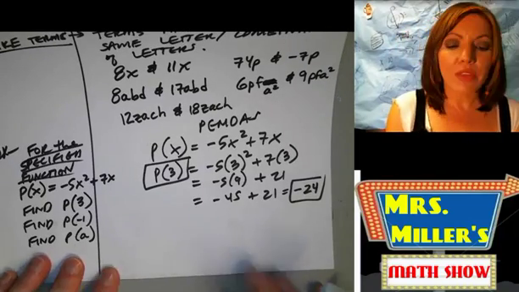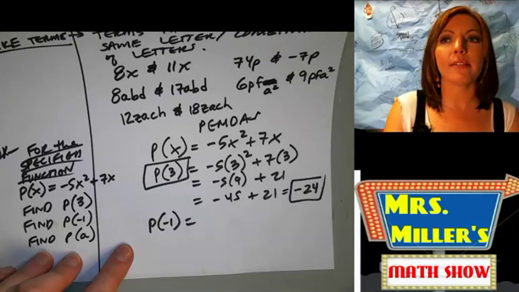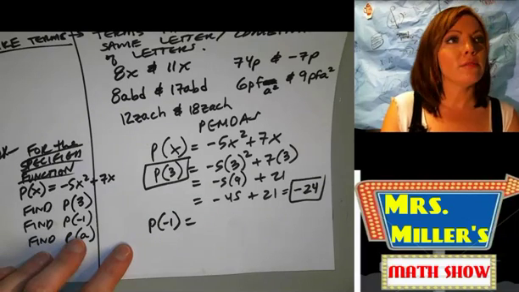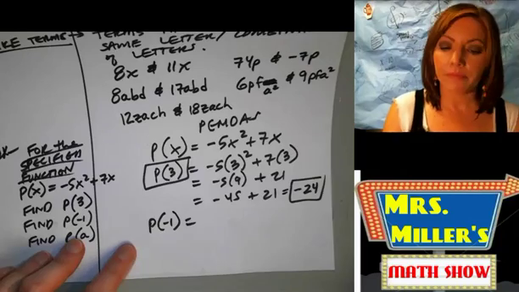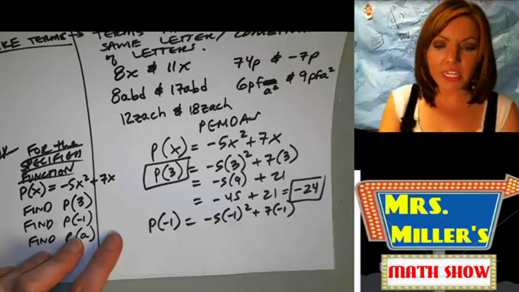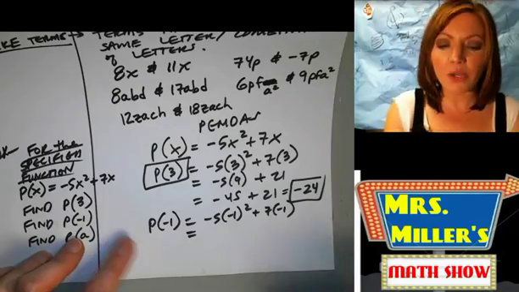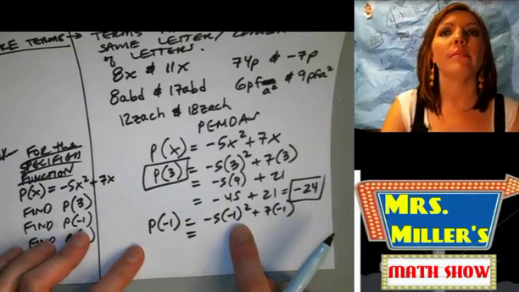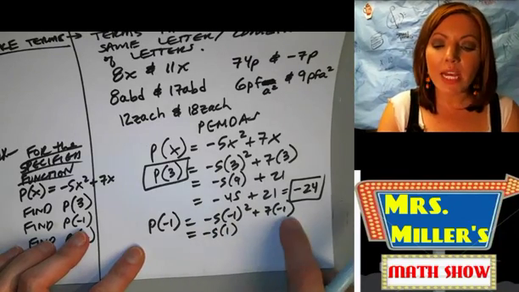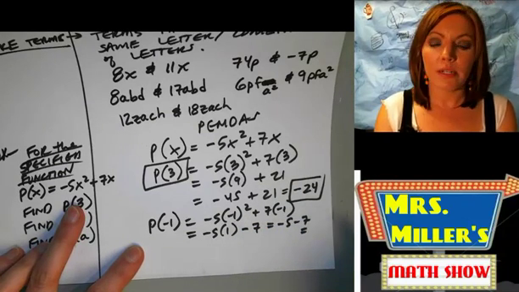If I want to find P of negative 1, now what do I plug in? Where? Somebody read to me what it should look like. Taylor? Negative 5 times negative 1 squared plus 7 times negative 1. All right, everybody give it up for Taylor. Okay, so here we go. Negative 1 squared is what? 1. Positive 1. A negative times a negative is a positive. 7 times negative 1 is? Negative 7. So we get negative 5 minus 7, which is how much? All right, everybody give it up for yourselves.